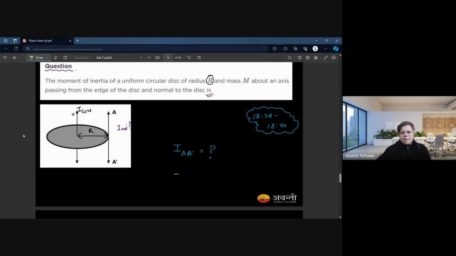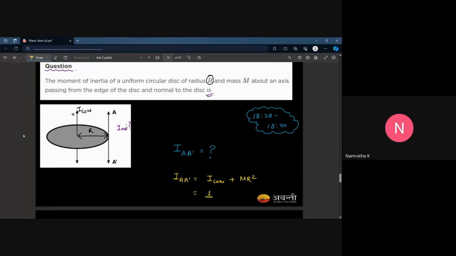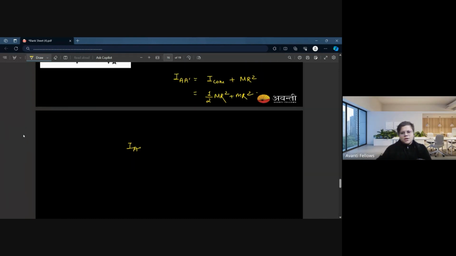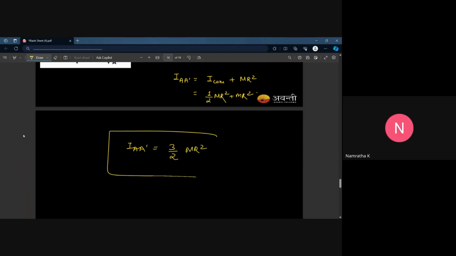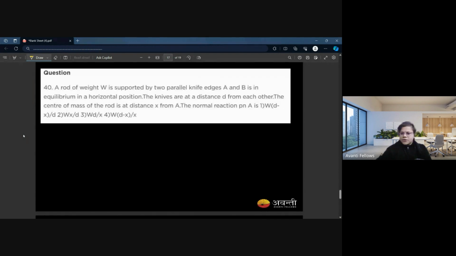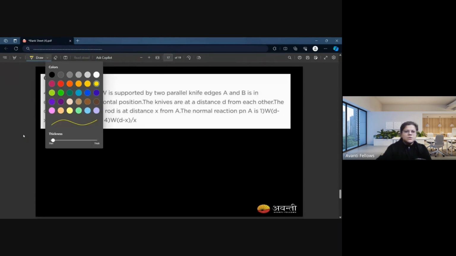So let's solve it. You would say, ma'am, I prime would be I of center of mass plus mr square. What is the inertia about the center of mass of a disk? Half mr square. And when you add it, the inertia about A prime becomes 3 by 2 mr square. Very nice. Let's come to this question, and it will be the last question of today's lecture.